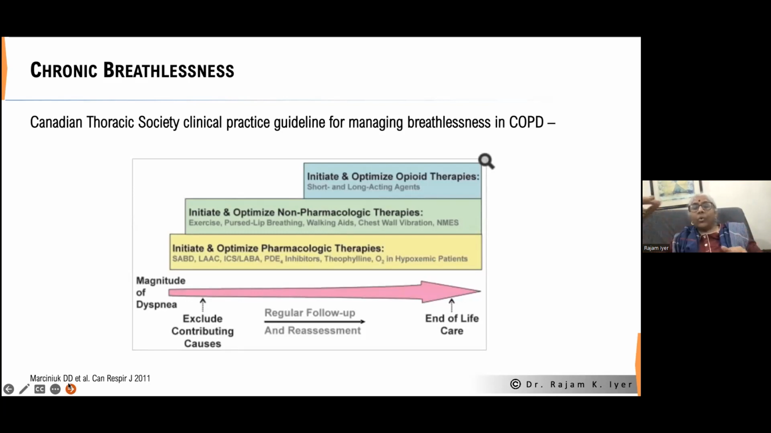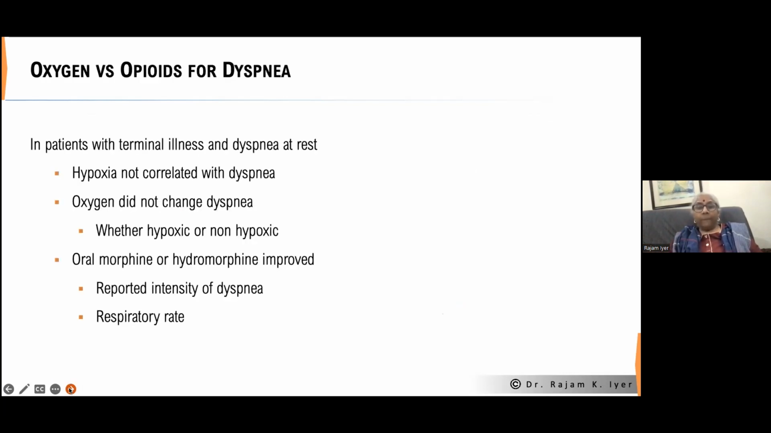But as you go, you have to start doing non-pharmacological interventions and then move on to opioids, along with all the disease-modifying agents. So typically, this is the step ladder for patients with COPD, GOLD stage 1 to 5. You know that that is the criteria used to diagnose the severity of COPD.